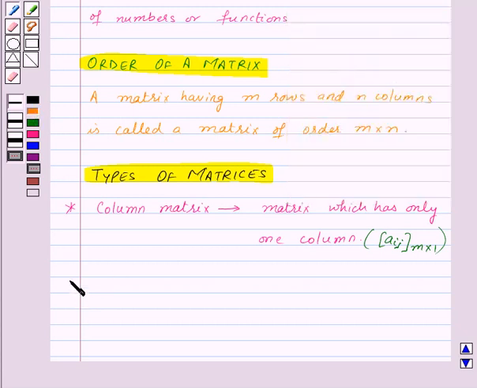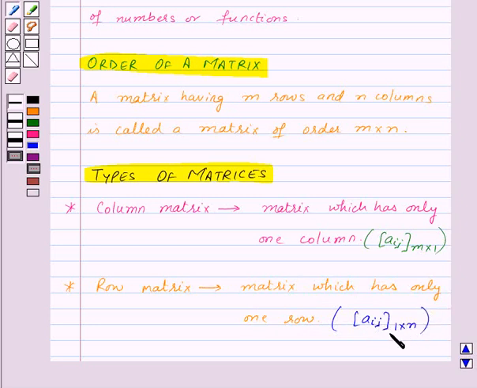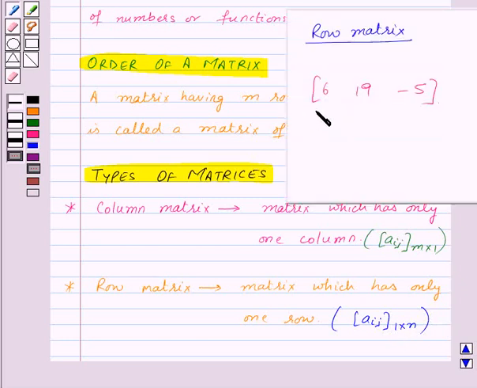Now, next we have row matrix. Row matrix is a matrix which has only one row. The general notation of a row matrix is aij of order 1 by n. That means there is only one row and n columns. For example, this is a row matrix of order 1 by 3.